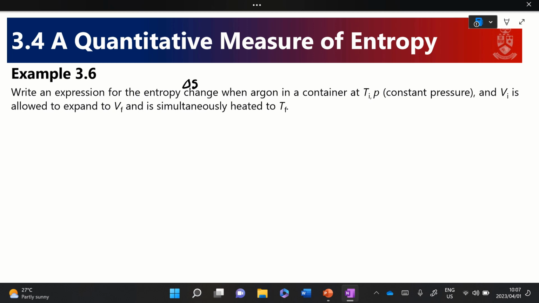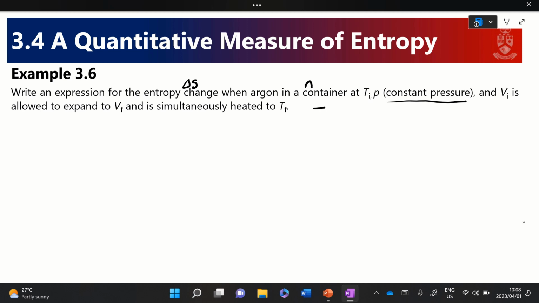Right, so what are the initial things that we immediately see? We know we're working at constant pressure, so this is an isobaric process. We also can see we're working in a container with a specific amount of argon, so we know there's no change in the number of moles. And then we're given a bunch of information.